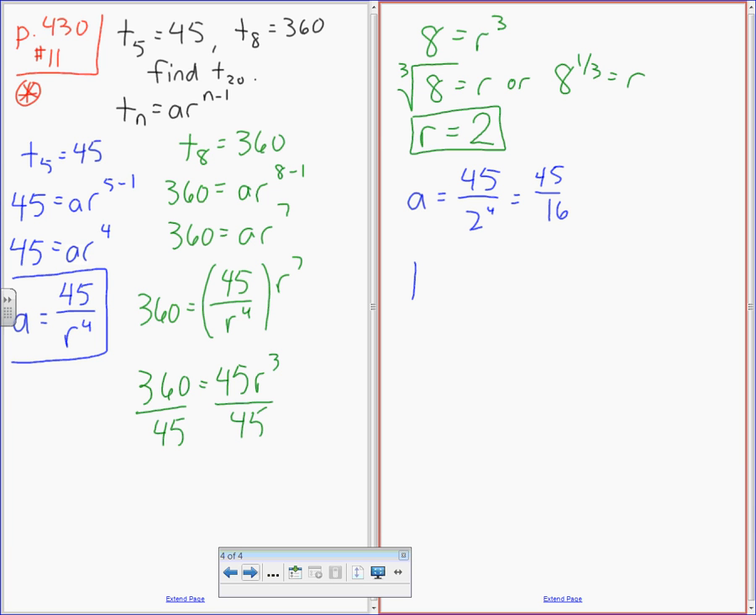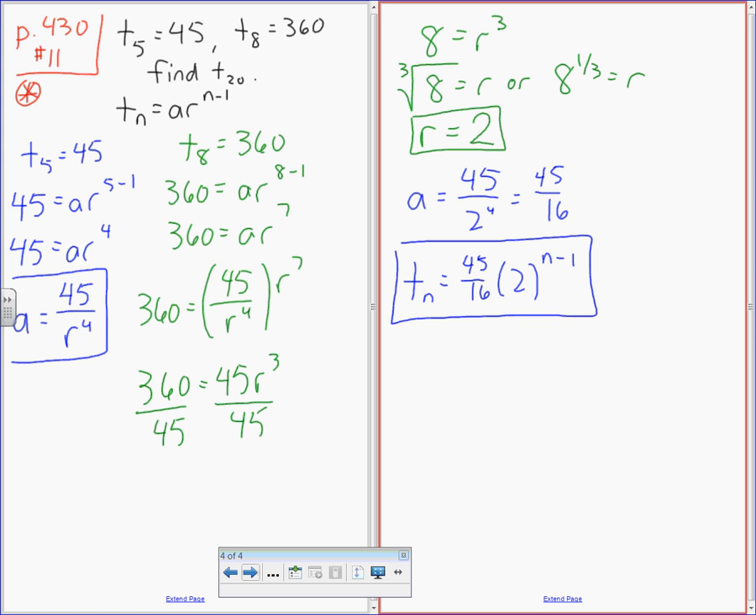Okay, so my general equation. Adam, what's my Tn going to be here now? I have a is 45 over 16, and I have r equals 2. So what's the general equation going to be? 45 over 16 times 2 to the n minus 1. Very good. Now that is sort of optional, but I like to put that in there because number one, I will ask you on your test for that, I guarantee. But secondly, when you're finding T20 now, it's a lot easier to solve.